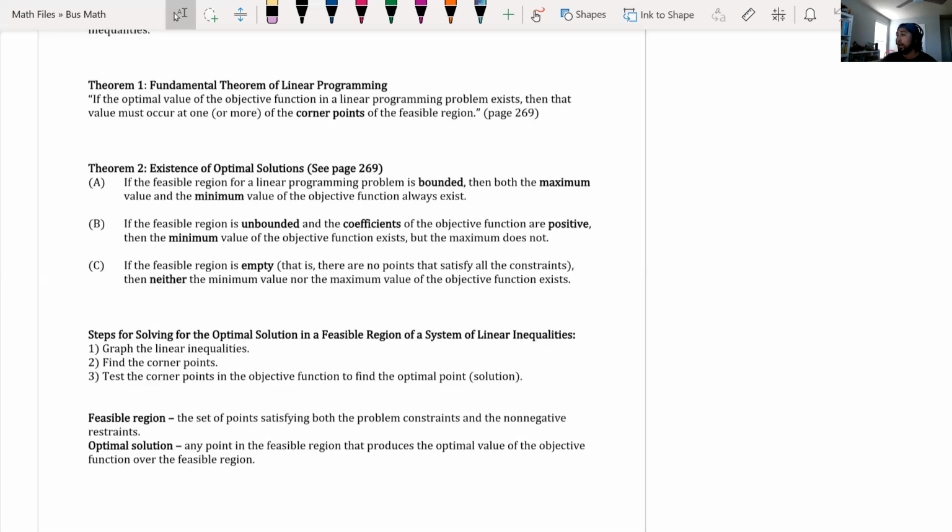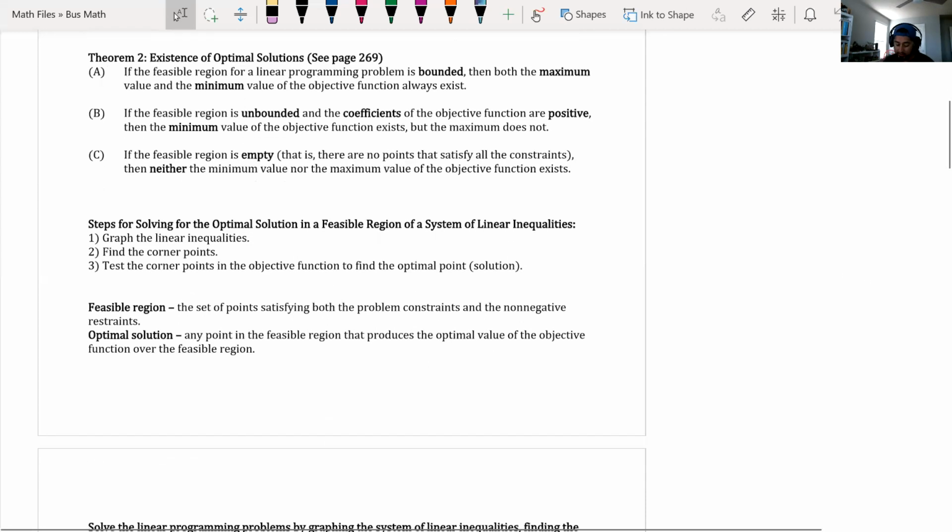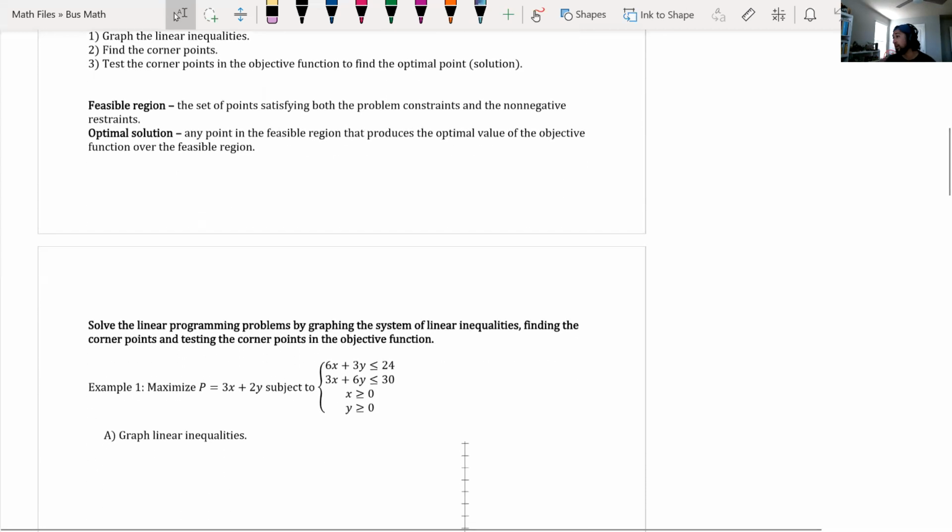Okay. And again, to solve these, we're going to graph them, shade, find corner points, and then plug the corner points into the objective function. And the objective function will usually be given. Everything's going to be given except for the graph and the corner points.